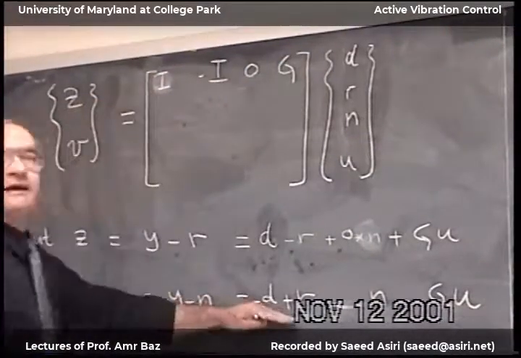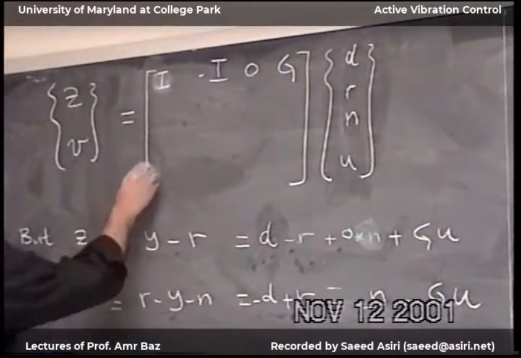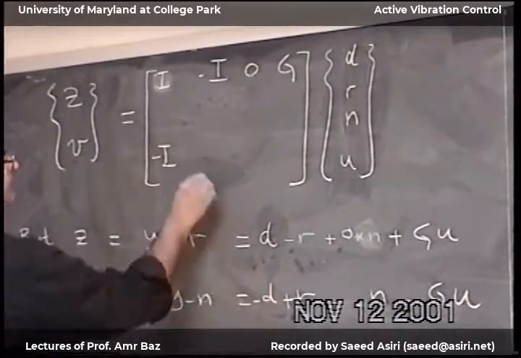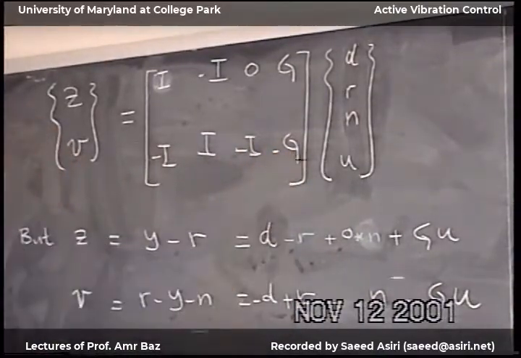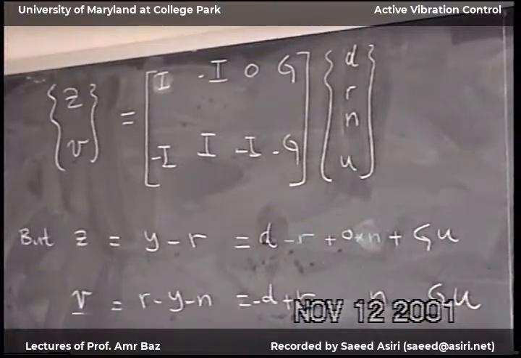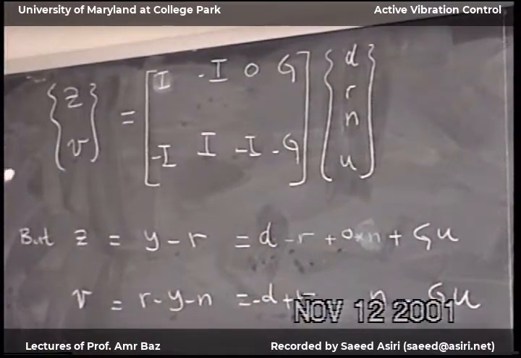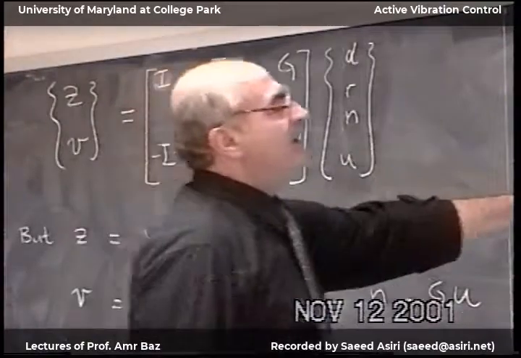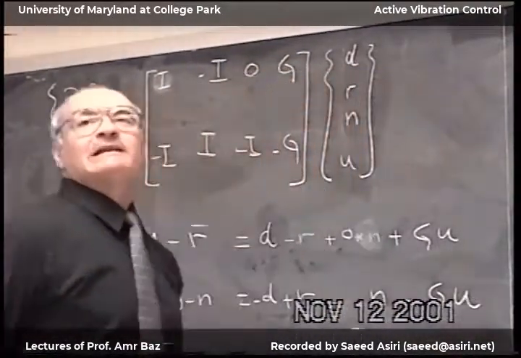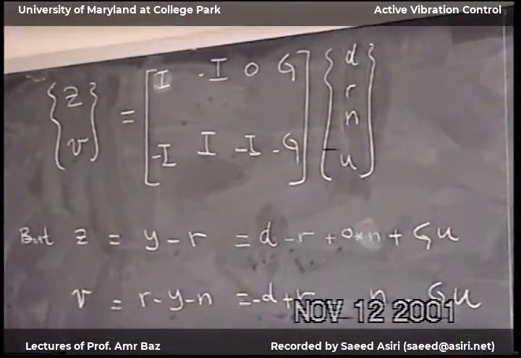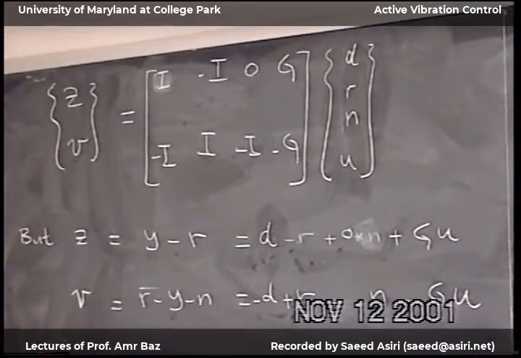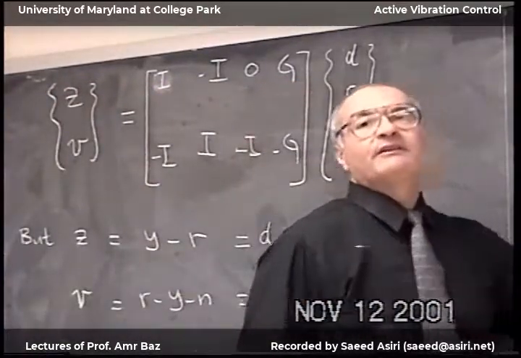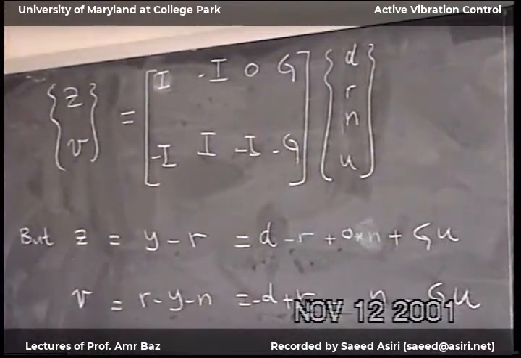Now I can take this and put it here. Minus D, R, N, minus G. Now we have everything, we have the P, then I can take P to MATLAB, and put how many inputs I have, how many outputs I have, find controller K, and we're done. Okay, so this is one simple example that cast it in this form.